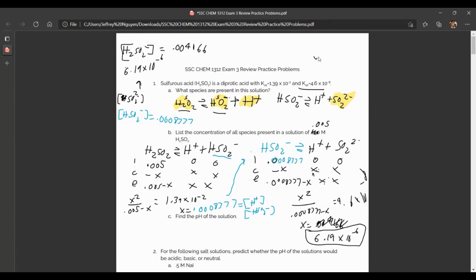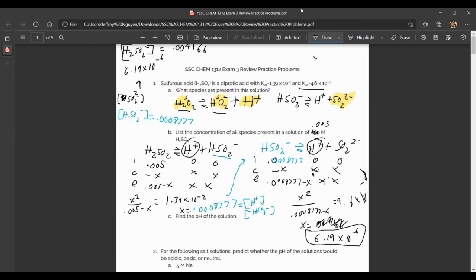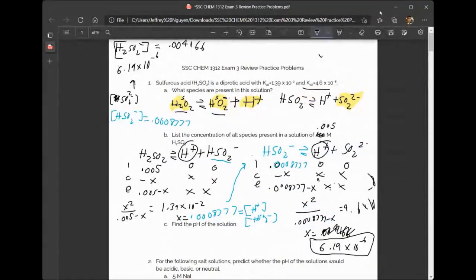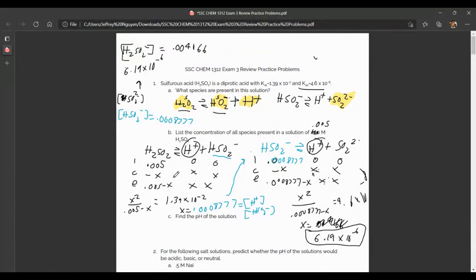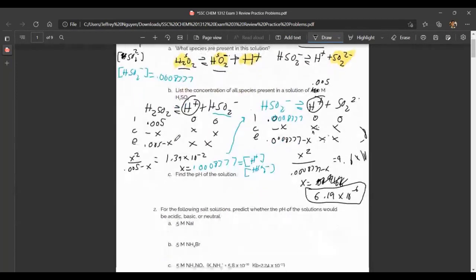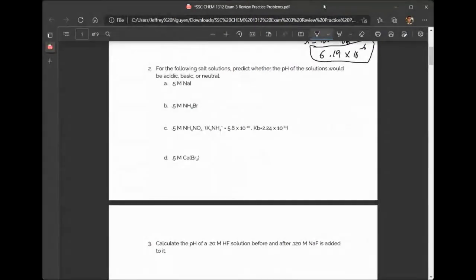And then, which H plus do you write down? Do you write the one for this one, or do you write the one for that one? Well, what we can do is think about which one has the higher Ka value, because remember, the higher Ka value is going to be the one that dictates the more protonation. So we just take H plus as the first or the higher one. Okay, so that's kind of all the answers to that part. Let me know if you all have any questions.